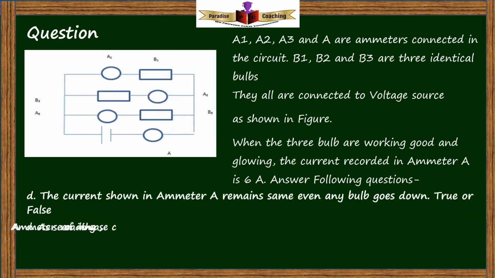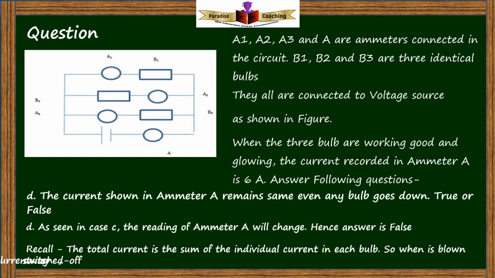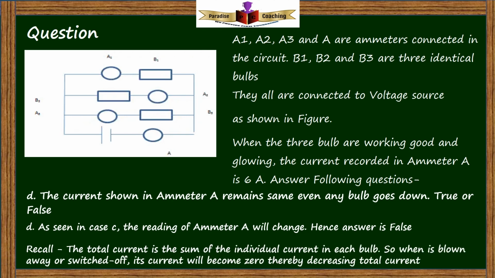Question D. The current shown in ammeter A remains the same even if any bulb goes down. True or false? As seen in case C, the reading of ammeter A will change. Hence the answer is false. Recall, the total current is the sum of the individual currents in each bulb. So when a bulb is blown away or switched off, its current becomes 0, thereby decreasing the total current.